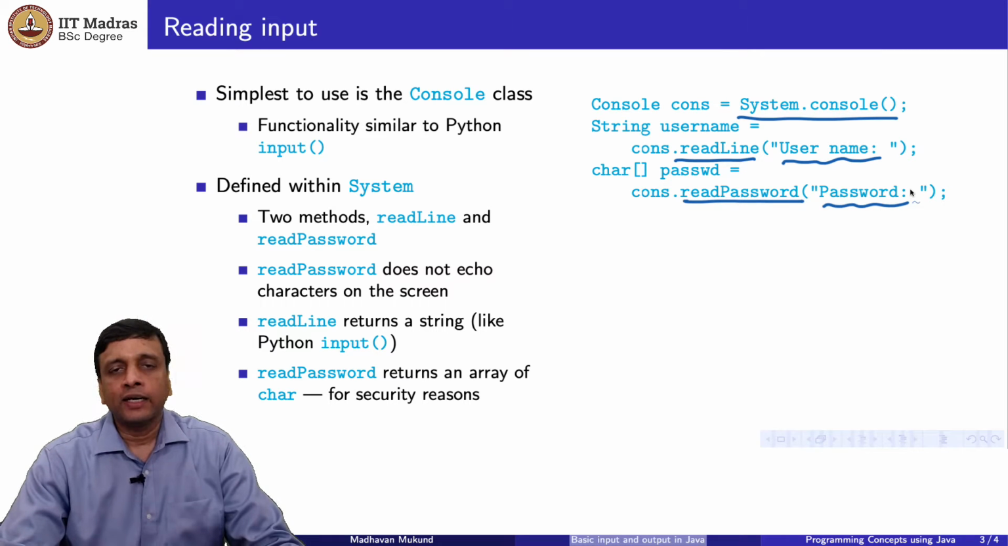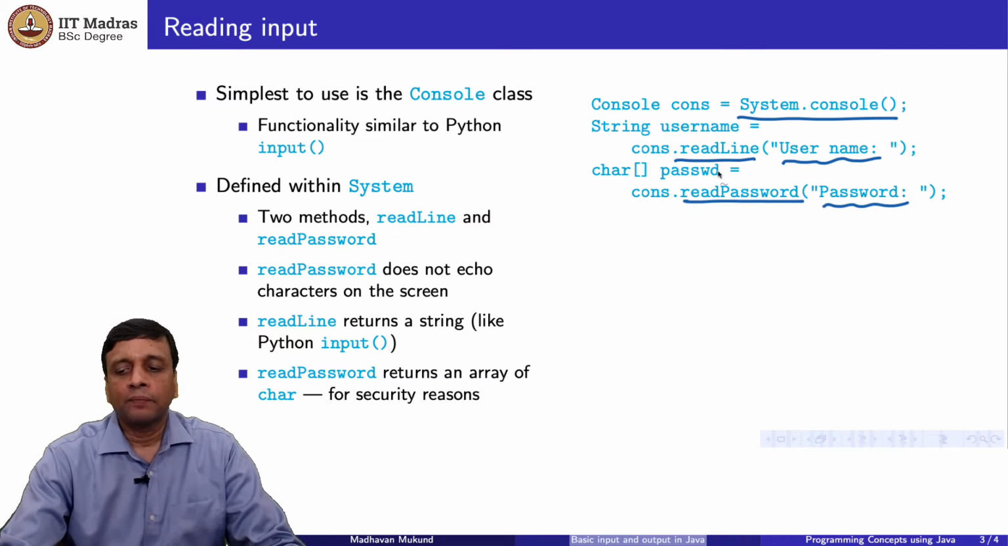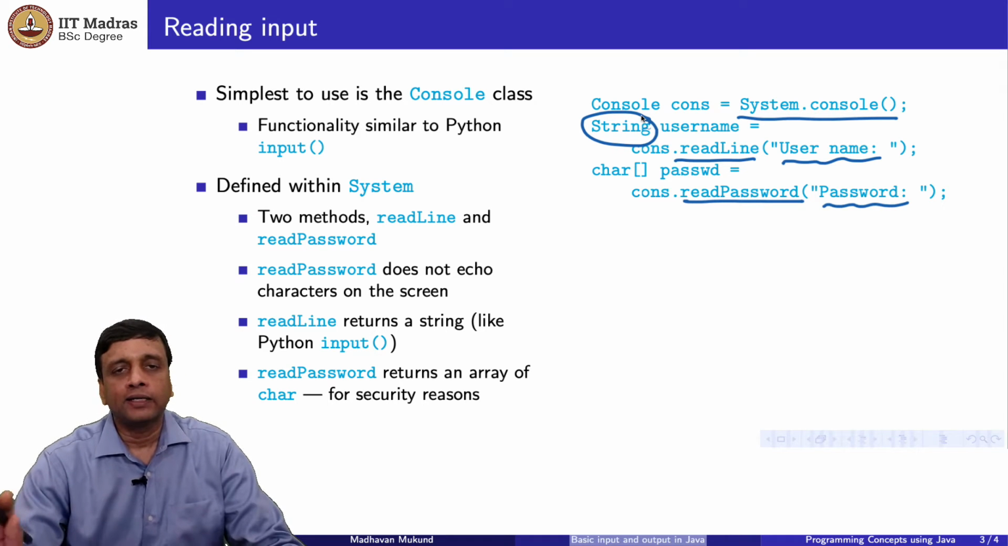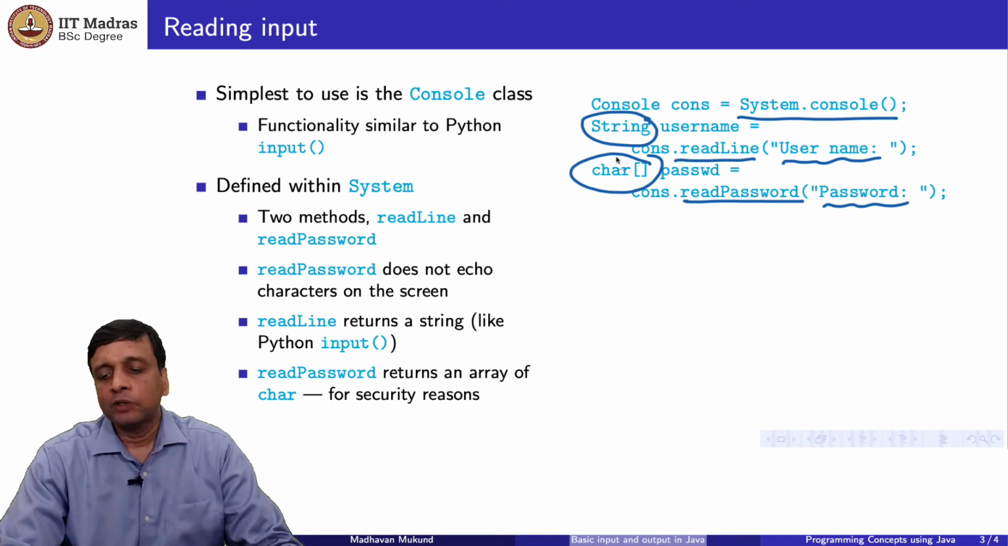There's another subtle difference between these two, which is that the readLine will return a string as you expect. It will return everything until the user presses return. So the entire line will be read as one string. Whereas in terms of a password, it will be returned as an array of characters. So it will contain all the individual characters in a character array. So this is the difference between readPassword and readLine. One echoes, one does not echo, one returns a string, one returns an array of characters.